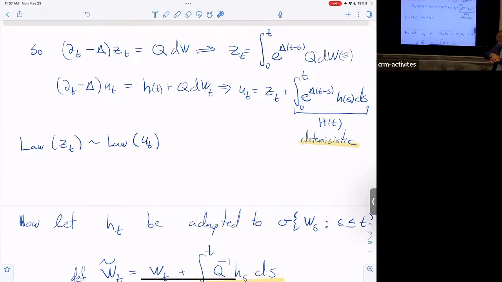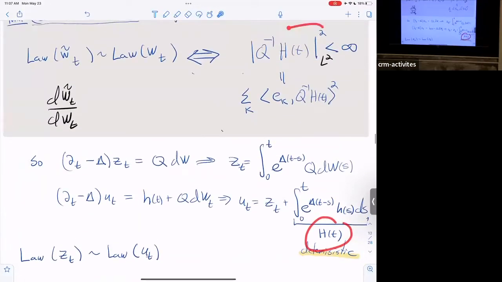So if I now want to ask, are the densities these two equations induce absolutely continuous at time t? That turns into asking whether this H tilde, which is deterministic in this case, satisfies this bound. If I invert Q against H, is it in L2?